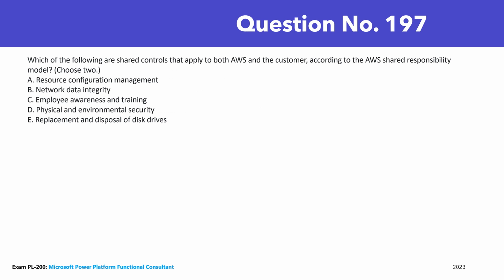Which of the following are shared controls that apply to both AWS and the customer, according to the AWS Shared Responsibility Model? Choose 2. A. Resource Configuration Management. B. Network Data Integrity. C. Employee Awareness and Training. D. Physical and Environmental Security. E.